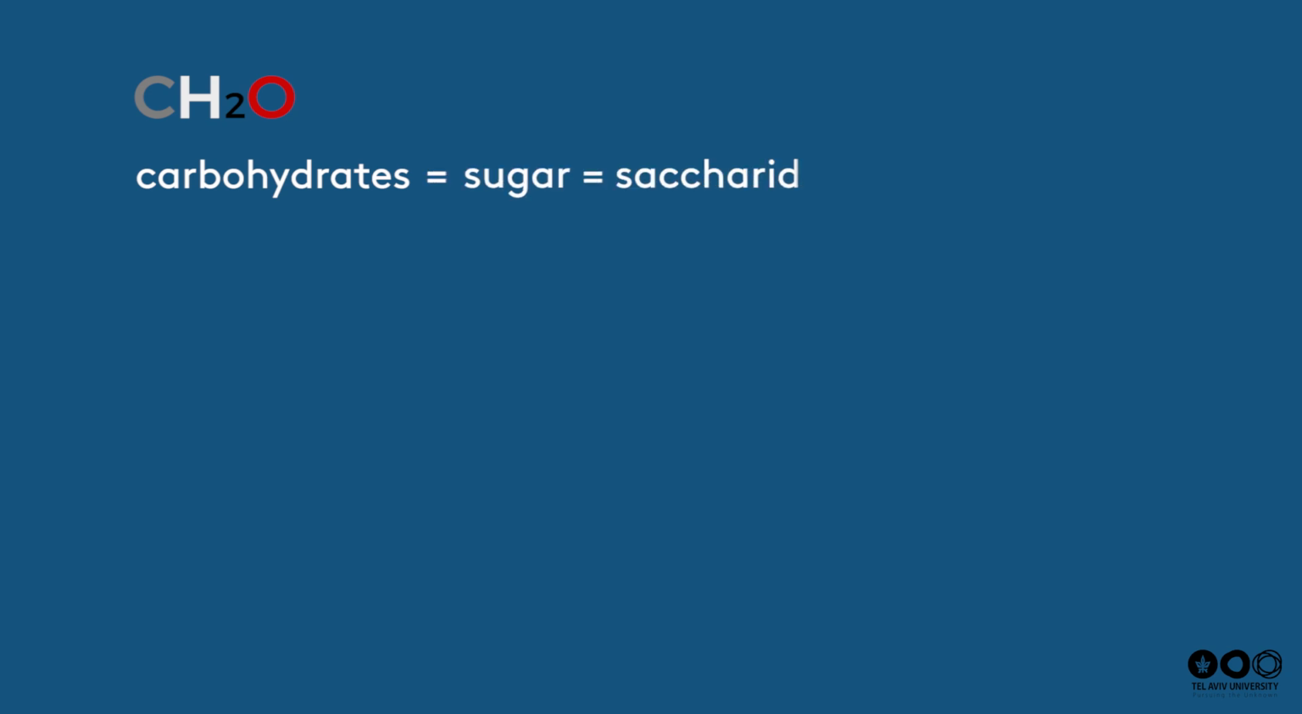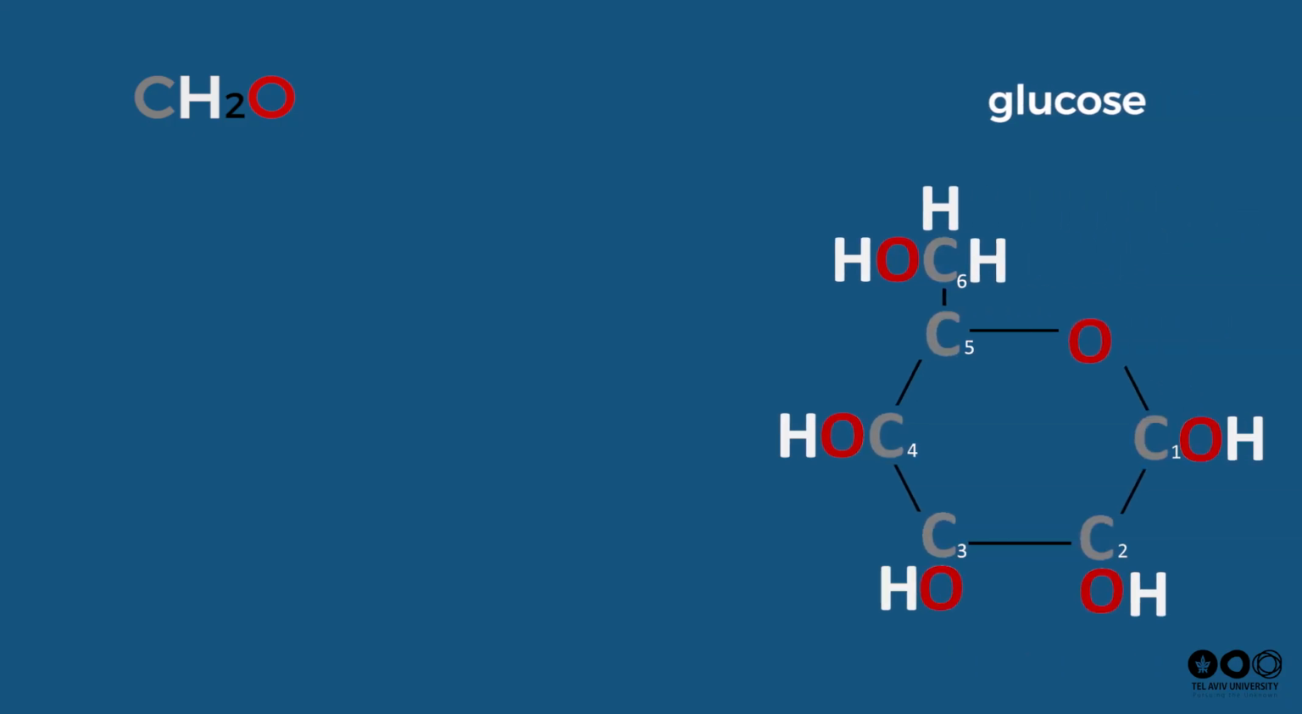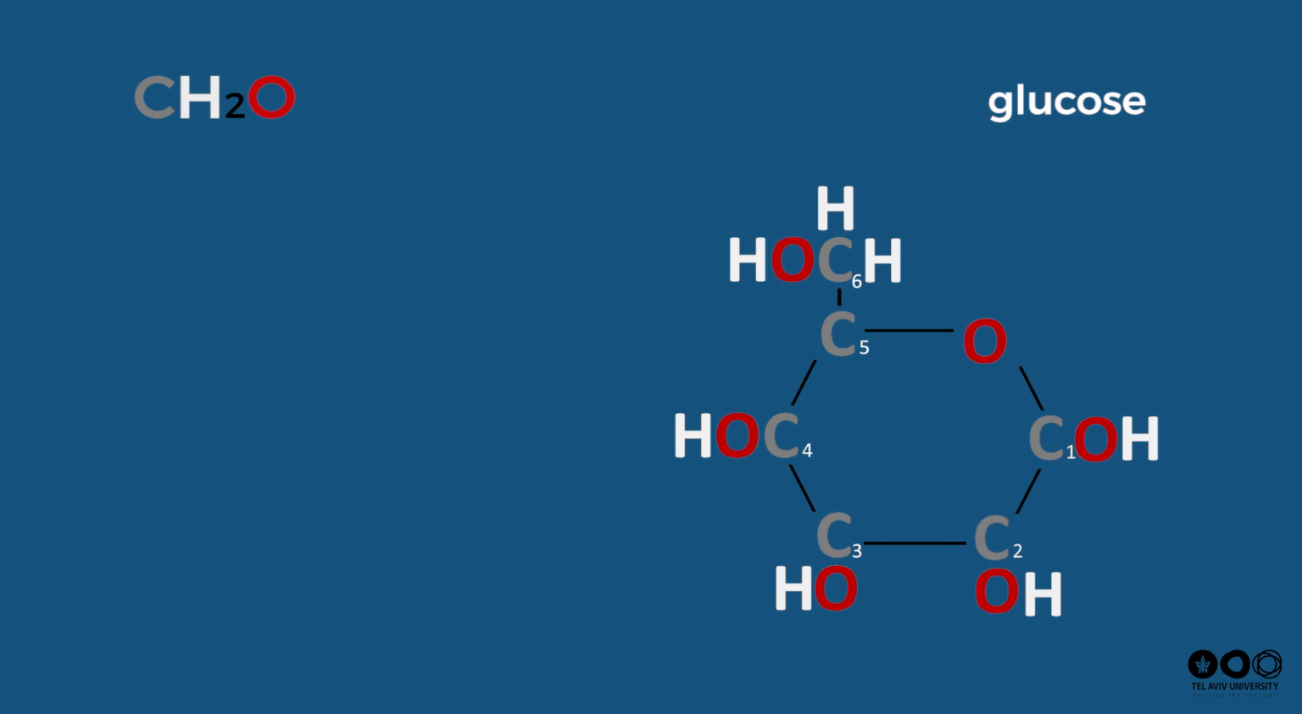Here, let's take water. When we combine carbon to water, we get carbohydrates, which many of you know is the technical term for sugar or saccharide, which also means sugar. Different sugars can contain different numbers of CH2O units. The most common sugar, or monosaccharide, is glucose, which contains 6 carbons and has the general chemical formula C6H12O6.